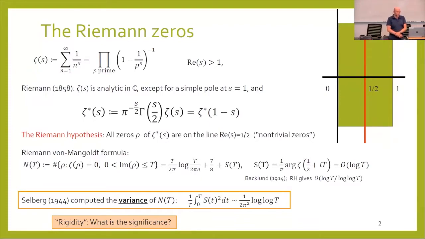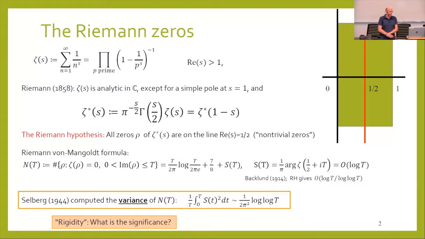It says that the number of zeros with imaginary part between 0 and T grows asymptotically like essentially T log T, plus a remainder term. And the remainder term is small. It's bounded by log T, essentially. You can do a little bit better assuming the Riemann hypothesis. But in fact, the typical size is much smaller than log T.